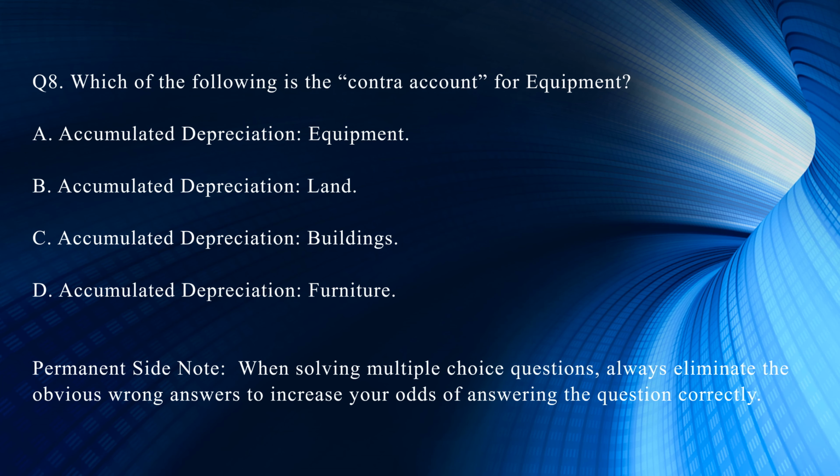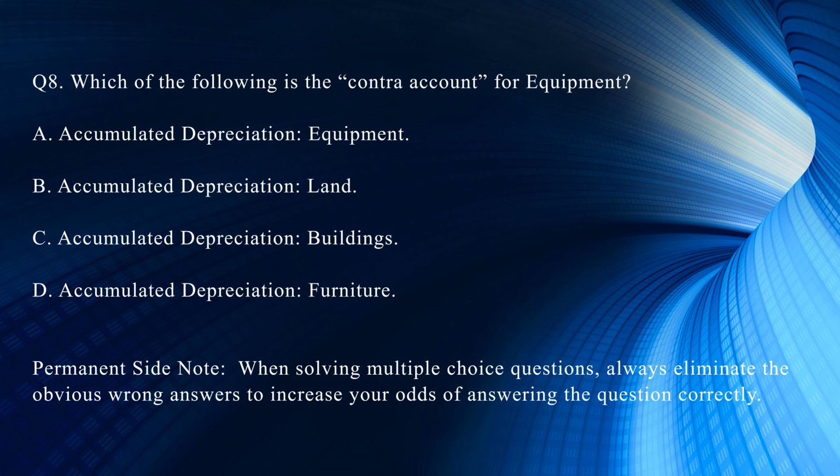Question number 8. Which of the following is the contra account for equipment? A, accumulated depreciation equipment, B, accumulated depreciation land, C, accumulated depreciation buildings, and D, accumulated depreciation furniture. So just by process of elimination, we know that answer B is incorrect because land doesn't get depreciated. So they won't have a contra account for land called accumulated depreciation.